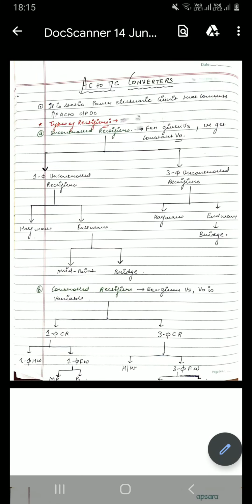Hello everyone, today we will discuss AC to DC converter. It is a topic in power electronic subject. So it is very important topic with respect to GATE.